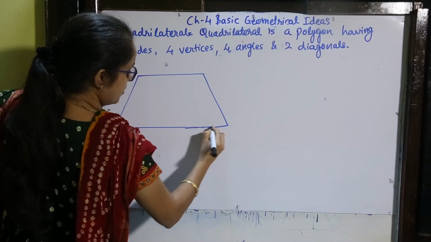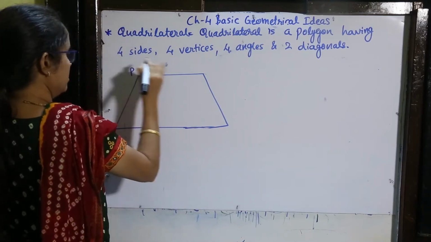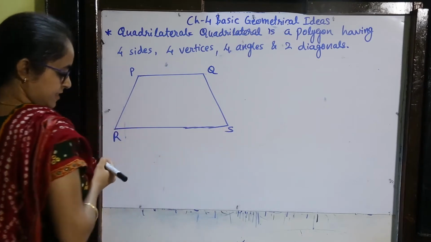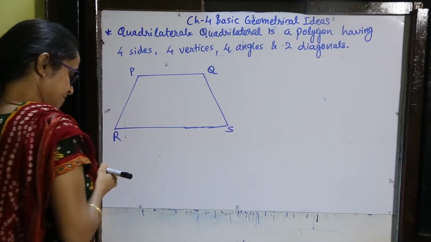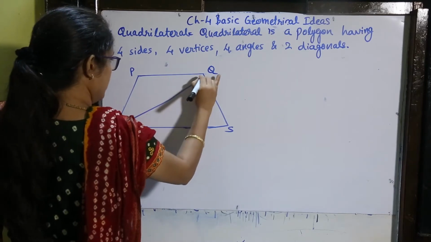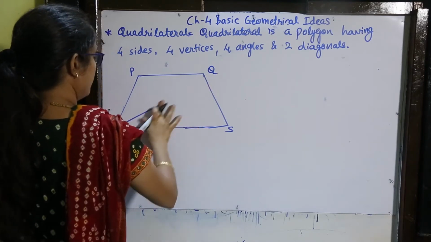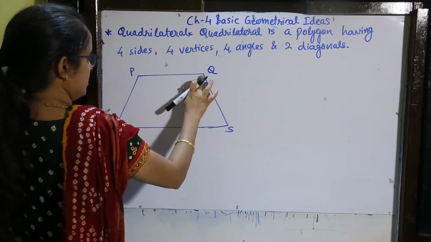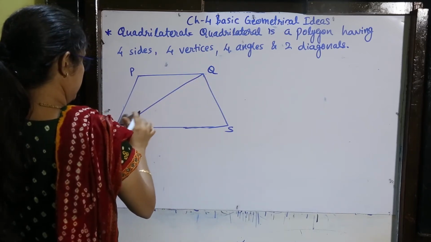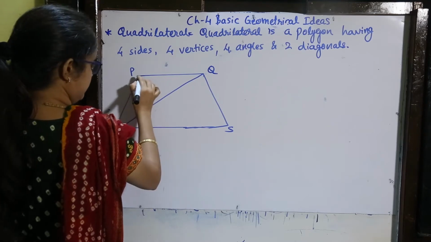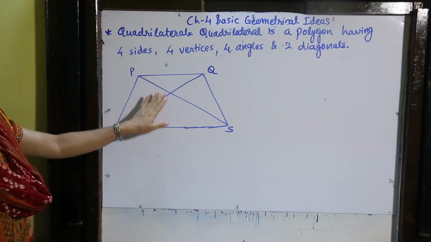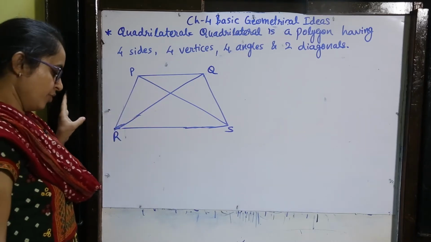Suppose you have this quadrilateral PQRS. Okay. Now, first of all, if I am drawing a diagonal, you have to draw with the scale. Okay. So these are 2 diagonals. Now I will write down for you.